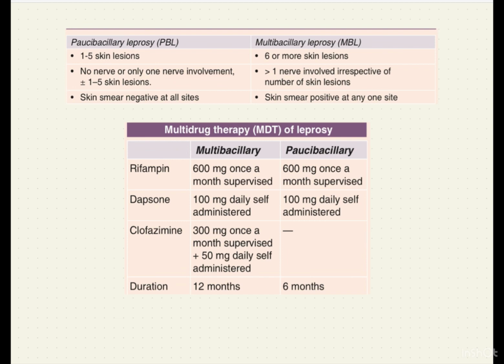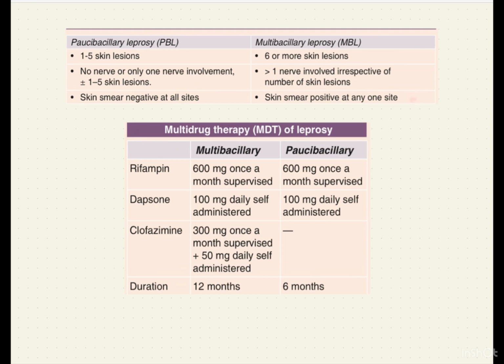If no nerve is involved or only one nerve involvement is present, then it is classified under paucibacillary leprosy. And if more than one nerve is involved, irrespective of the number of skin lesions, even if the number of skin lesions is between 1 to 5, then it is classified under multibacillary leprosy. Skin smear should be negative at all sites for it to be classified under paucibacillary leprosy. If skin smear is positive at even one site, it becomes multibacillary leprosy.